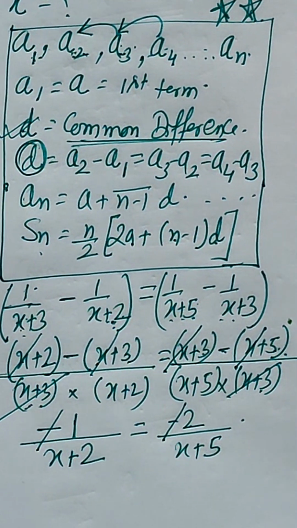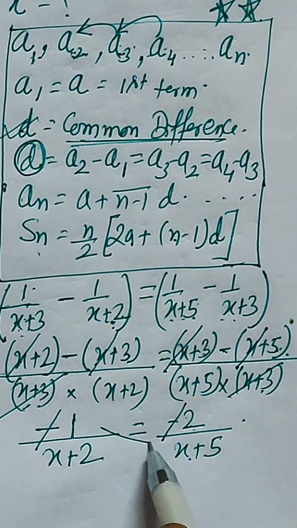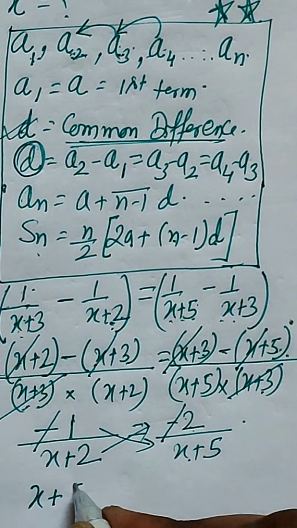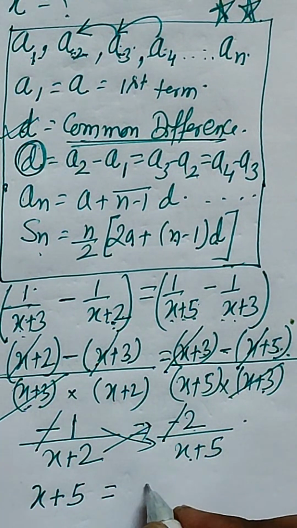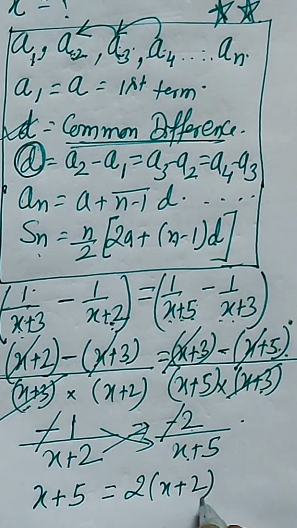Then we are left with 1 by x plus 2 equal to 2 by x plus 5. Just do the cross multiplication. Then x plus 5 on the LHS will be equal to 2 times x plus 2, right?